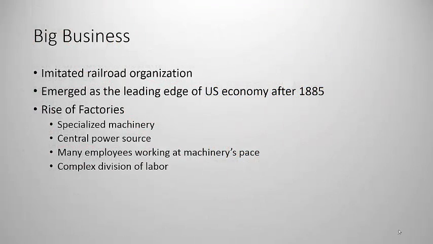Industrialization occurred within the context of big business. The national transportation system was realized through railroads, and large manufacturing corporations, this big business of industrialization, took their organizational lead from the model created by railroads that began in the antebellum era. These giant businesses abruptly entered the business structure of the United States after 1885.